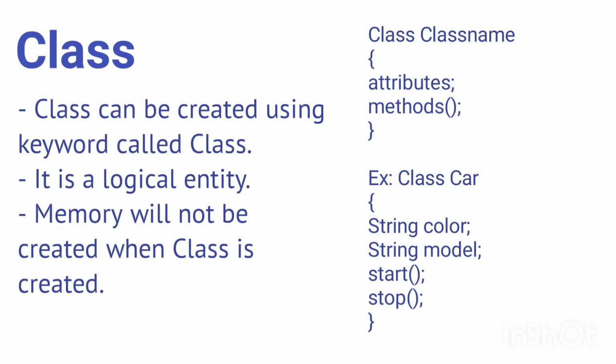Let's see one example of how we can create the class. So here you can see the class. We have created the class with the class keyword, then the class name and an open curly bracket, then attributes. Then the methods, which we write with open parenthesis, closed parenthesis and a semicolon, and close the class with a closed curly bracket. So for example, if you consider a car class, it has attributes called color and model. It has methods like start and stop.